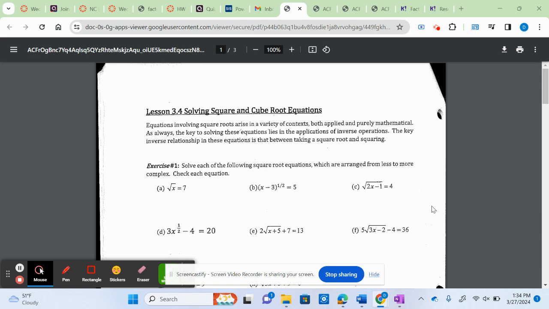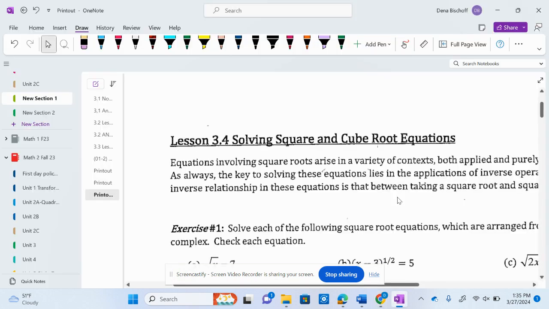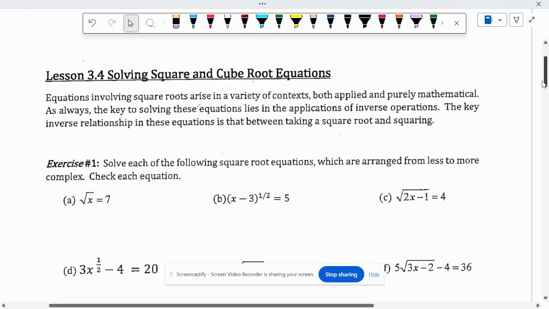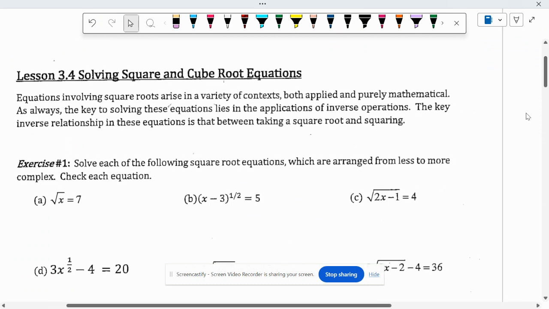Times 4 and get a 16, or you can take -4 times -4. Okay, so you have to remember that when we do square roots, we put that little plus or minus. So today we're going to solve square and cube root equations.